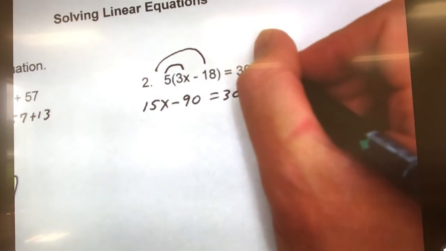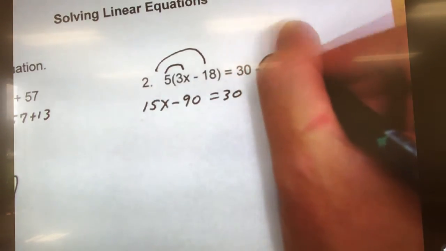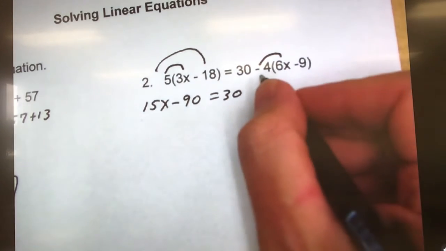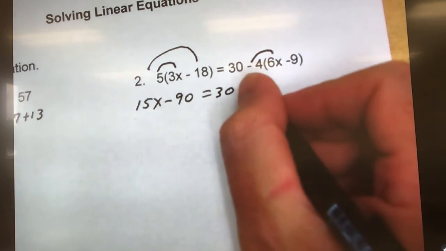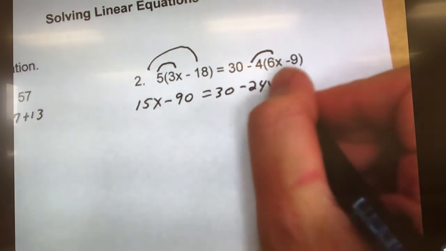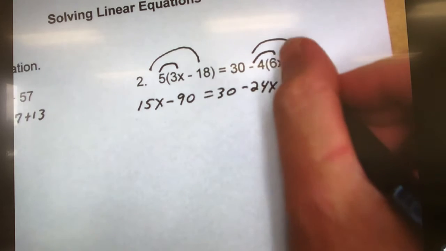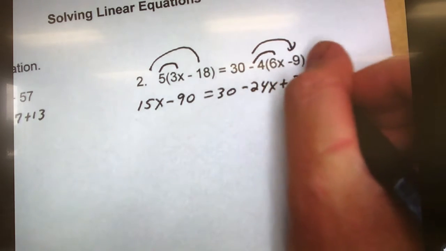The negative 4 has to be distributed through, just like we did with the 5. You've got to multiply it times each of the things in parentheses. So negative 4 times 6x gives me a negative 24x. Negative 4 times a negative 9, that's a negative times a negative, which would be a positive 36.